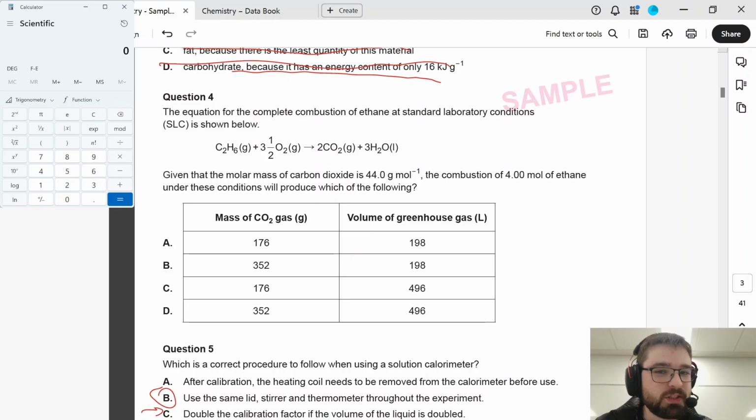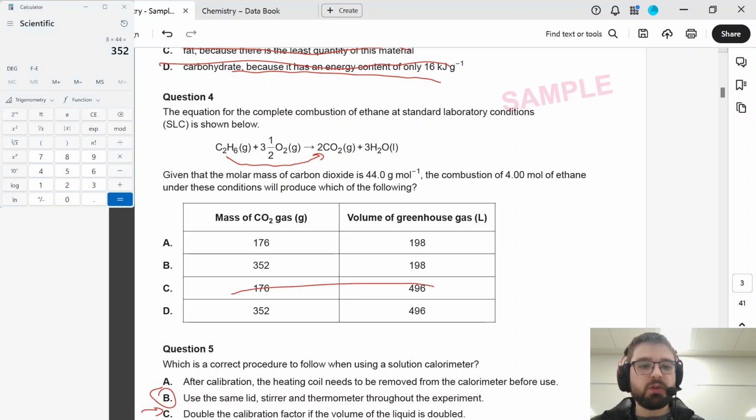Oh, and they've got the trick question. The volume of greenhouse gas is going to include the volume of water because water is a greenhouse gas. So predictable. Okay, so 4 moles of ethane. And we can see here from the ratio, there's going to be twice as much carbon dioxide as there is ethane. So 4 times 2, we're going to have 8 moles of the carbon dioxide. The carbon dioxide weighs 44. So we multiply the mole by the molar mass. We get 352.